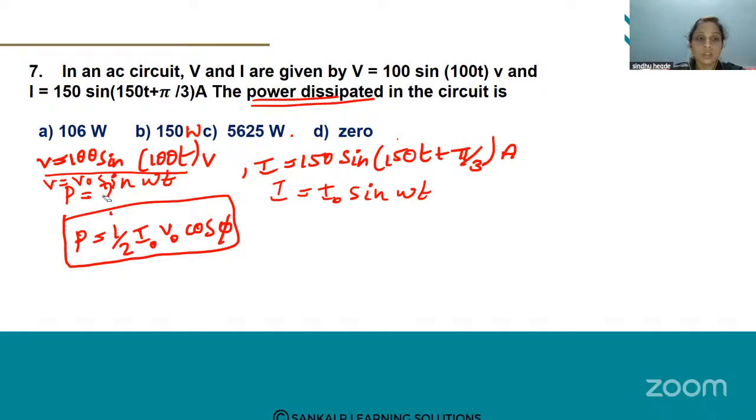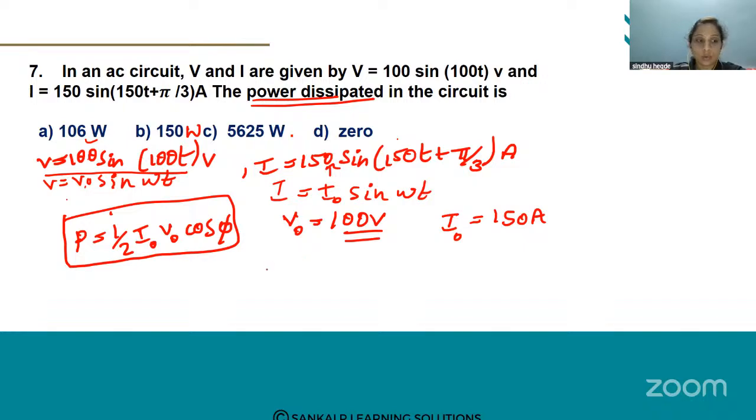Okay, so next one, compare this. In the place of V naught, they give 100. So what does it mean? Here V naught is equal to 100 volt. That means V naught is 100 volt. Okay? Next, what is the value of I naught? Compare this. In the place of I naught, they give 150 here. So 150 ampere. That is I naught value.